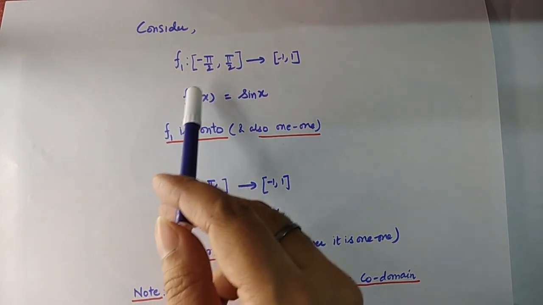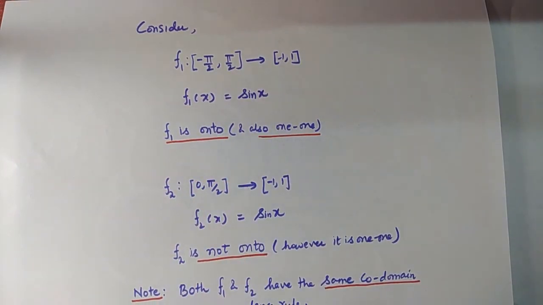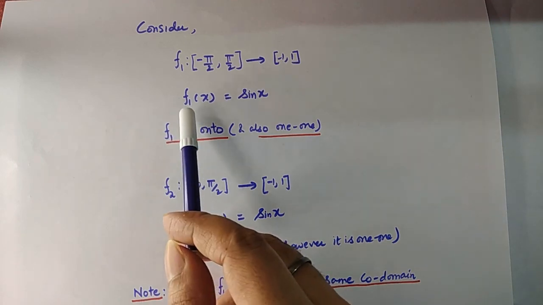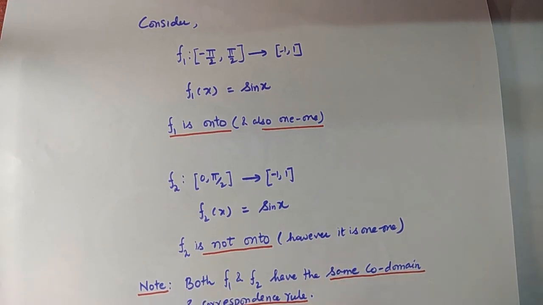Consider a function f1 from the closed interval [-pi/2, pi/2] to the closed interval [-1, 1], such that f1(x) is equal to sin x. This is an example of an onto function because the range of f1 is the same as its codomain. Now consider another function f2 from [0, pi/2] to [-1, 1], both closed intervals, such that f2(x) is also equal to sin x. So we are basically keeping the correspondence rule as well as the codomain the same.